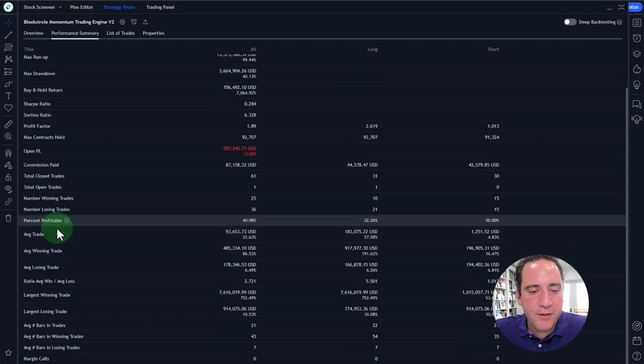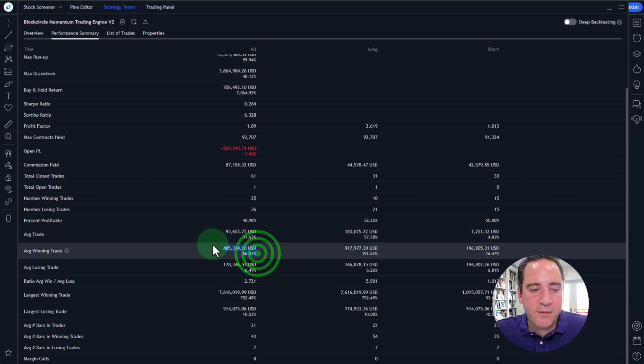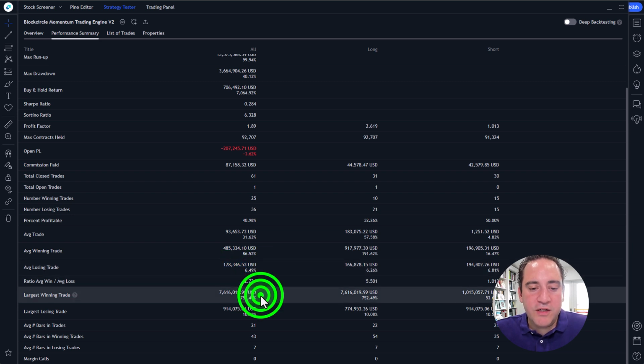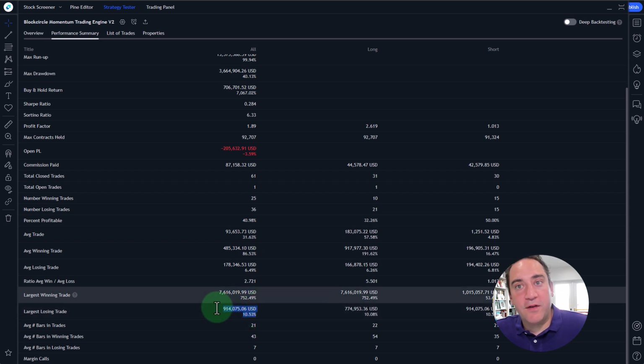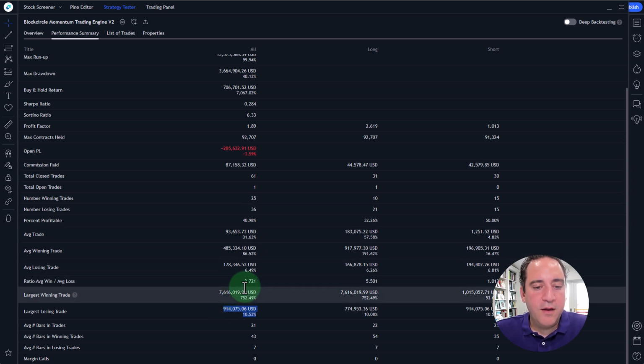So for example, I look at the average trade, it's 31% in profit. Average winning trade is 86%. Average losing trade is only 6%. The largest winning trade was 700%, so a 7x. The largest losing trade was 10% because the stop loss is 10% for this particular trading configuration. And again, do not look at this as a trading bot. This is a fully configurable trading configuration.